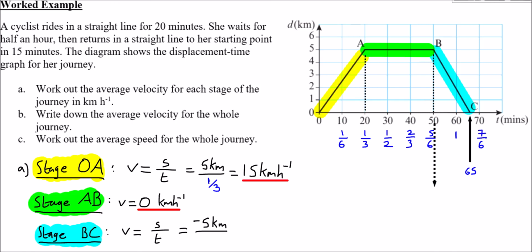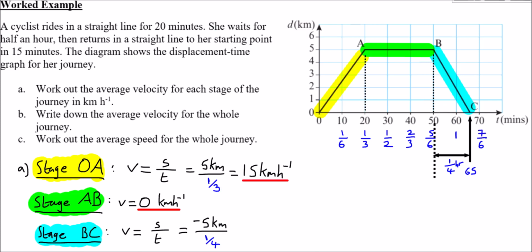So what we need to think about here is from 50 to 65, that's actually going to be 15 minutes. So the time taken is 15 minutes, which is a quarter of an hour. Okay, so the time taken here is going to be 1/4 of an hour, 15 minutes. You could, if you wanted, work out in kilometers per minute, then convert to kilometers per hour. That's another way you could do these as well.